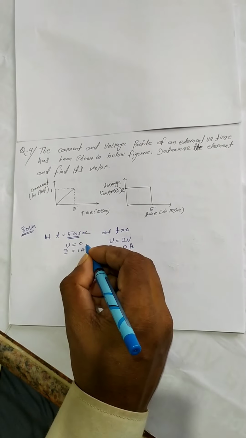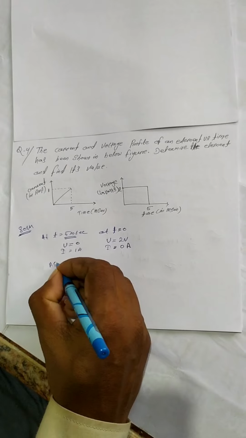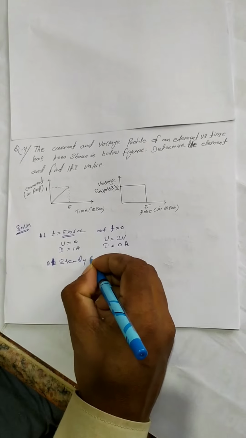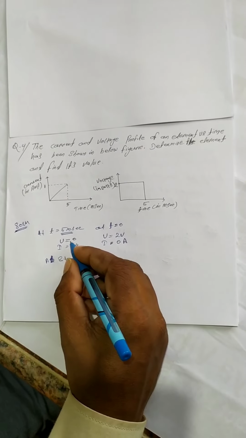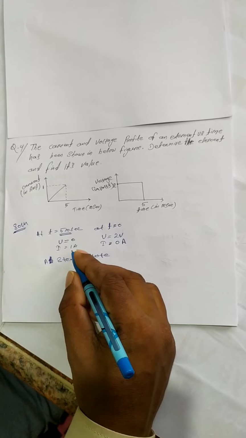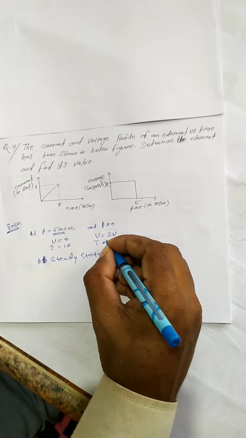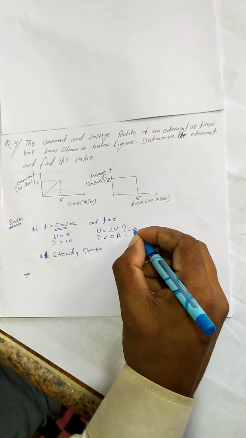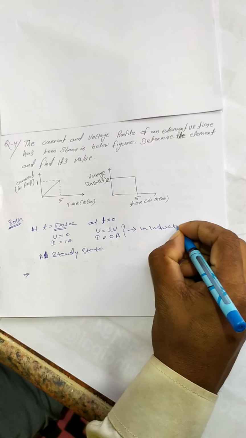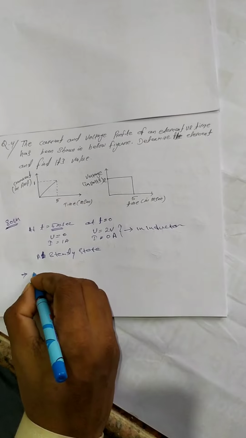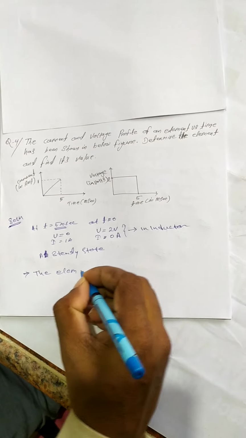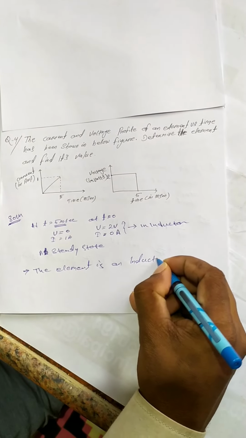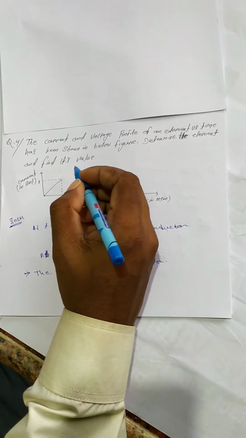But at 5 millisecond, we can say at steady state, voltage equal to 0, current flow is 1 ampere. That means this property shows an inductor. This property indicates an inductor. That means the element is an inductor. Now find its value.